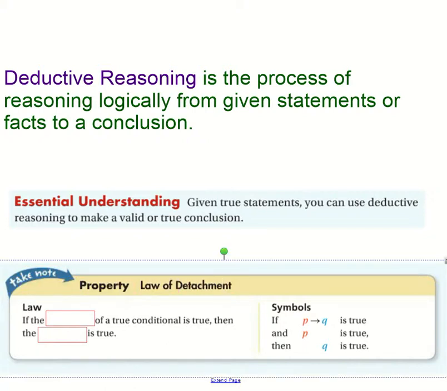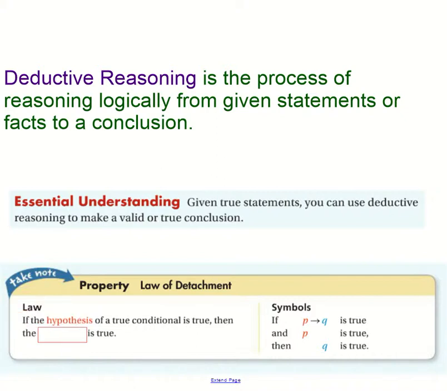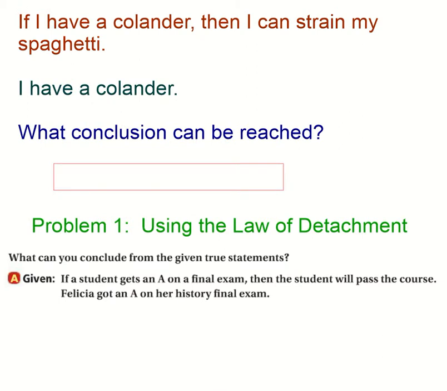The first one is the law of detachment. The law of detachment says if the hypothesis of a true conditional is true, then the conclusion must also be true. So it says if P implies Q is true and P is true, then Q must also be true.